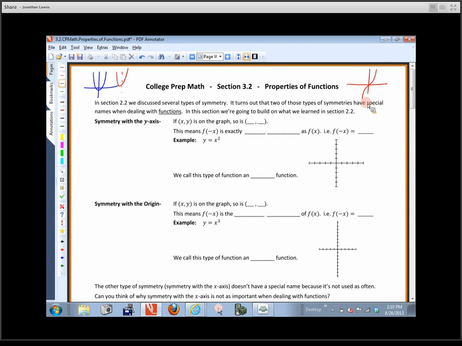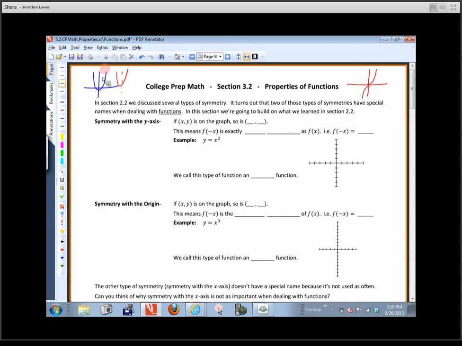There are. But it's not like I can fold it along the y-axis, right? If I did that, I'd have a piece over here and a piece over there, and that's not what I've got. So this has a different type of symmetry. This is called symmetry with the origin, and symmetry with the origin is different.